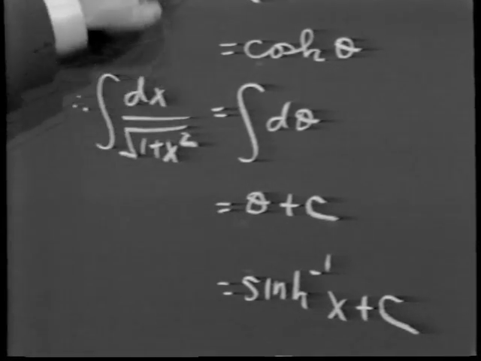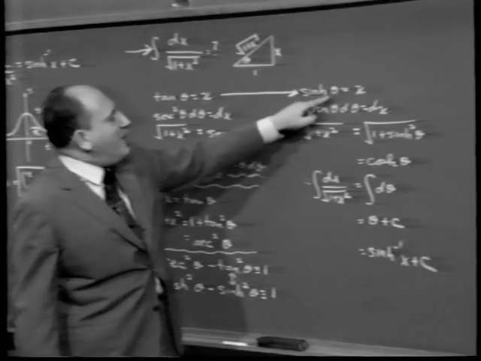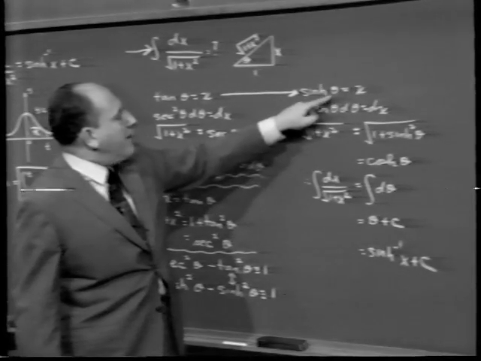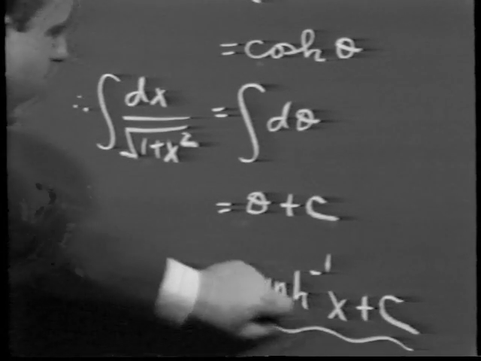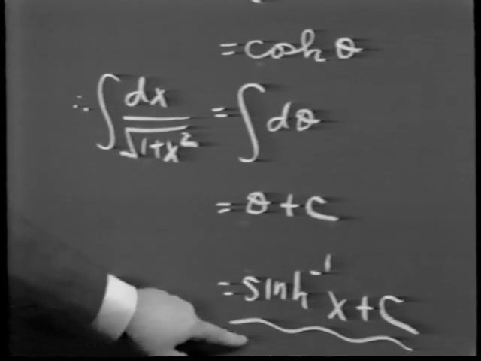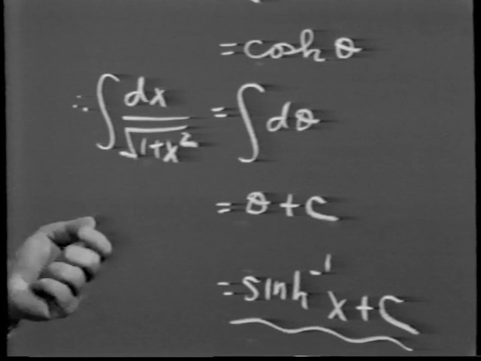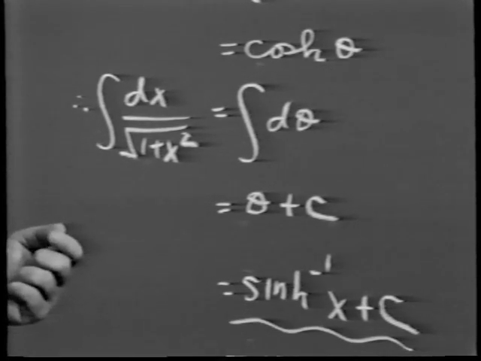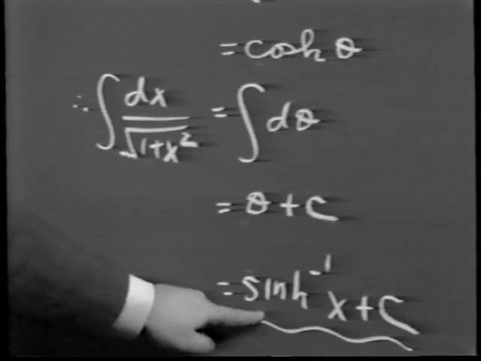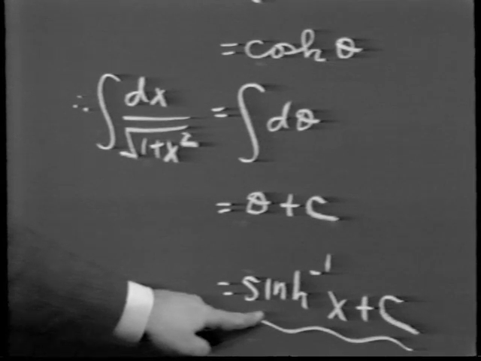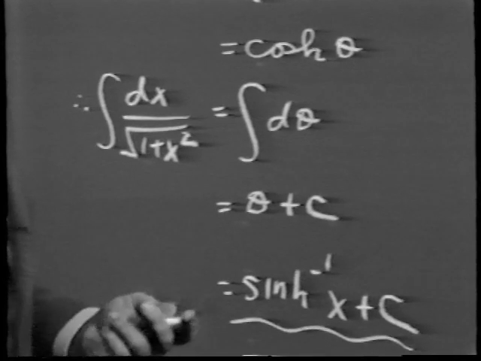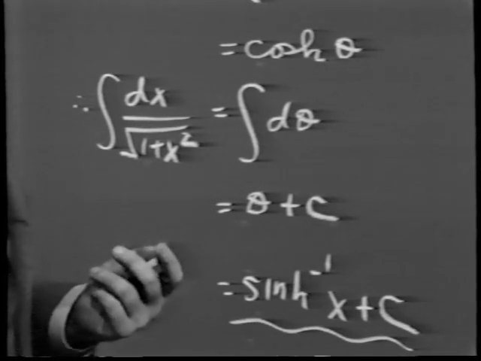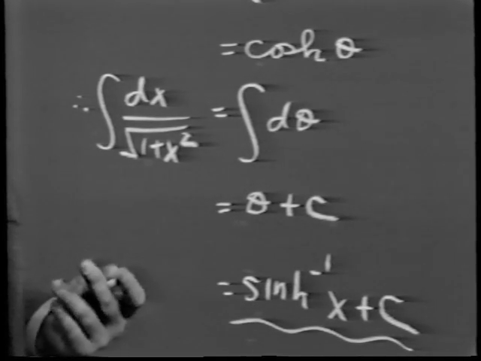But what was theta? Since sinh theta was x, theta was inverse hyperbolic sine x. And you see, this is the technique whereby starting with the integral dx over the square root of 1 plus x squared, we can show that we must have started with inverse sinh. At any rate, this will be reinforced in homework problems. It will be reinforced in the next block when we talk about techniques of integration.